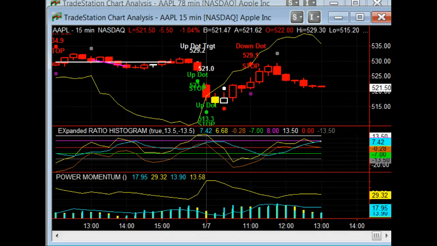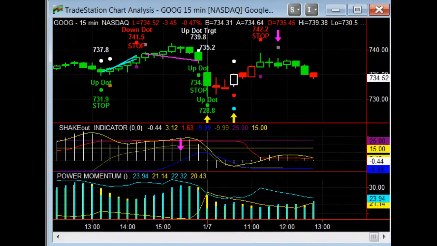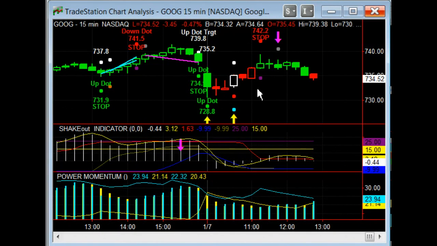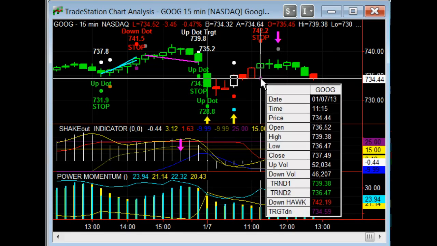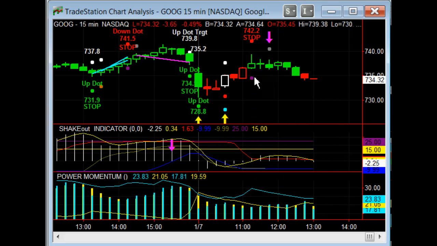I wanted to look at Google. I thought I had Google on here. Maybe not. Oh, there's my Google. Well, let's look at Google. How is Google doing today? Everyone loves Google right now, except for my red dot short, which suggested shorting right there, and then the gray dot, which suggested shorting, and lo and behold, it hit the target. And how nice was that? For a nice few bucks there. Love it when that happens. And it's just that clean.